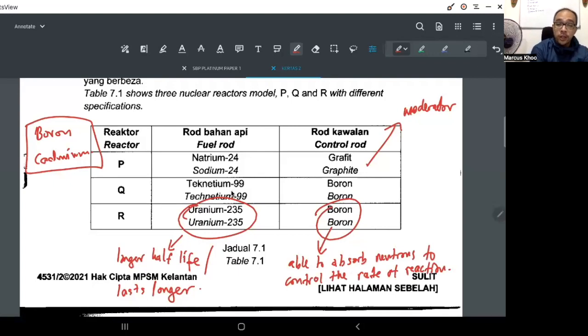Okay, to control the rate of reaction. But the moderator is usually just graphite, and the moderator is used to slow down the neutrons. Okay, so it's a difference. Satu tu menyerap, satu tu memperlahankan neutrons. Okay, and the moderator bahannya adalah graphite.